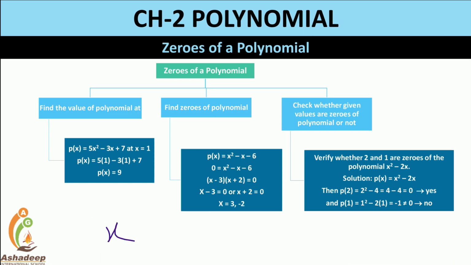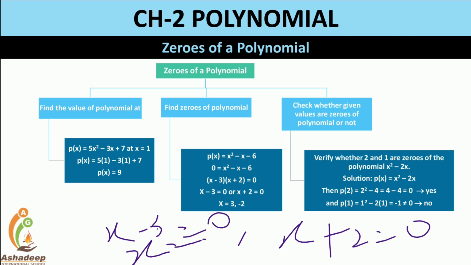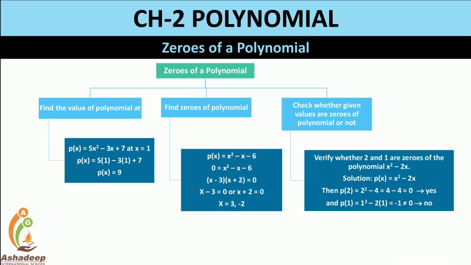Then x minus 3 is equals to 0 and x plus 2 is equals to 0. So therefore x is equals to 3 and x is equals to minus 2. So x is equals to 3 and minus 2 are the 0 of the given polynomial. Okay. So this is how to find the 0. These two are the 0 of this polynomial.